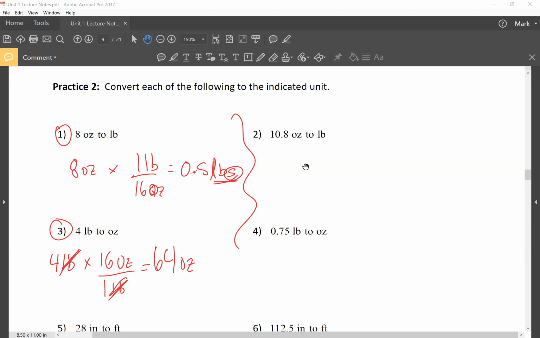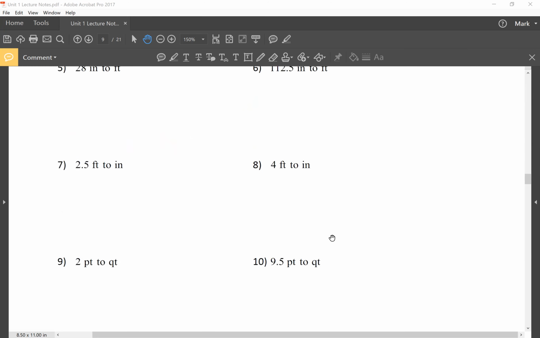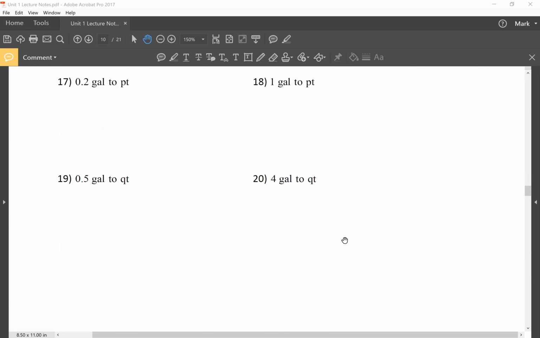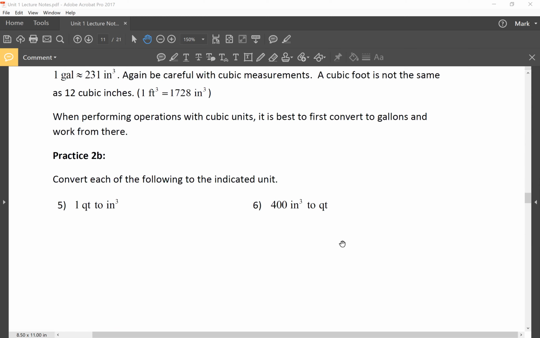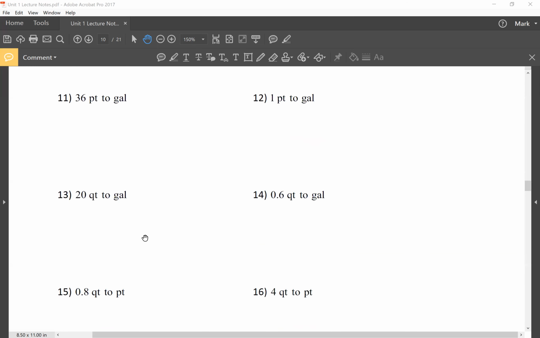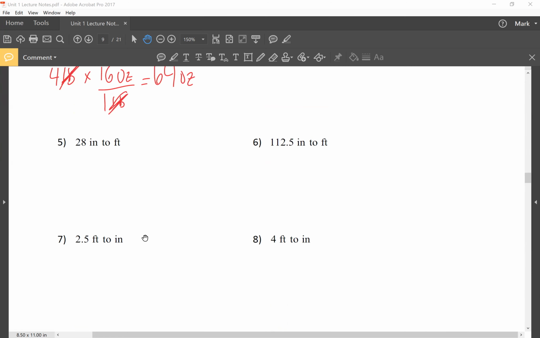All right, let's try a couple feet ones, and then I'll put you guys to practice, and then we'll move on. The next section, guys, there's a million practice questions here. The next section, we're going to look at things like cubed, like inches cubed, which would be a volume. But anyways, let's try a couple more. So let's try the feet one, 28 inches to feet.